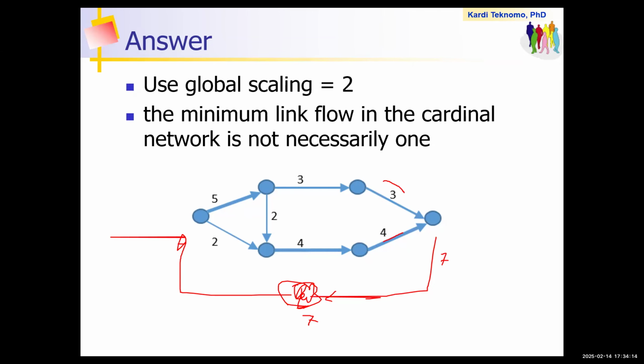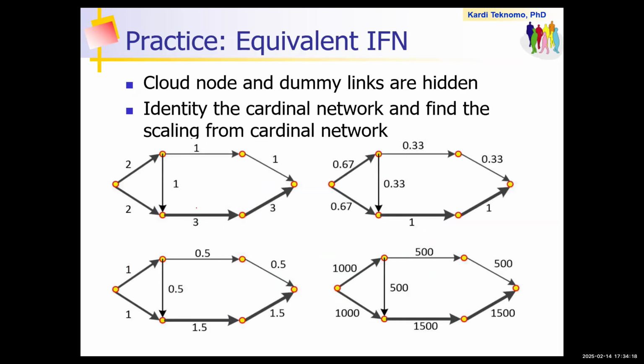Very good. So now imagine again the cloud node and dummy links are hidden in all this network. Can you identify which one is the cardinal network? What is the cardinal network? Minimum integer. The upper left, the first one. Yeah, the first one is the cardinal network.